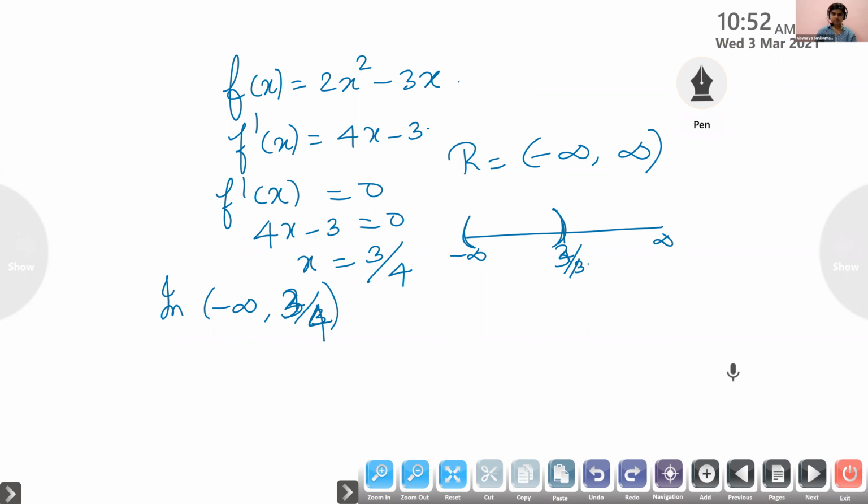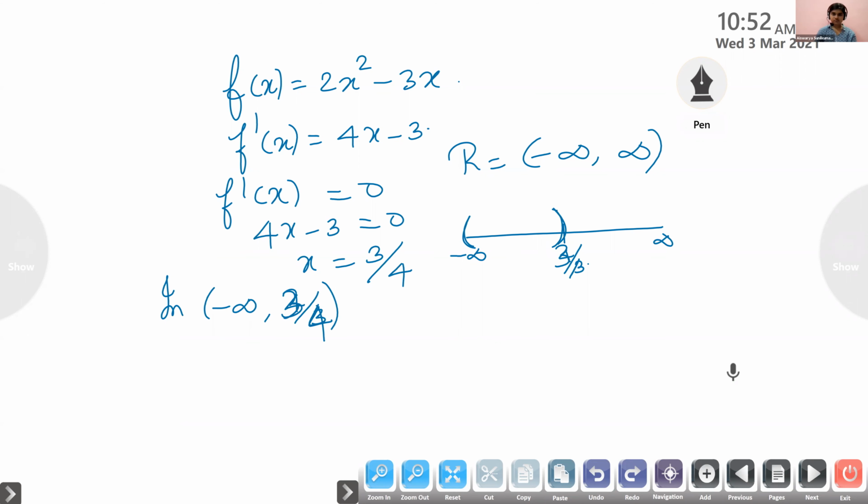Now listen, children. In minus infinity to 3 by 4, select a number in between. We want to check within this interval whether f dash of x is positive or negative. You can select any number. Suppose I select 0, the calculation will be easy, isn't it? So I'm going to find out f dash of 0. We don't want the value, only the sign is needed.